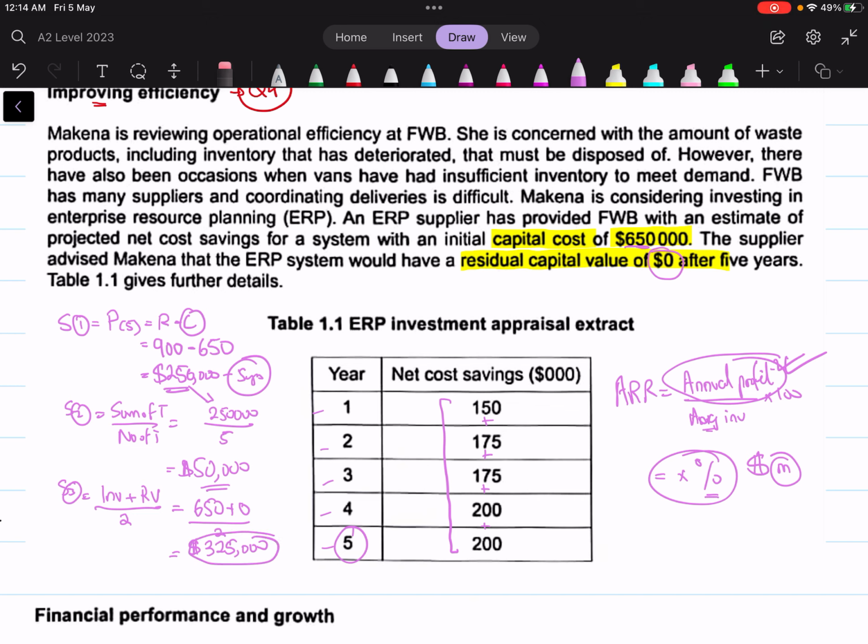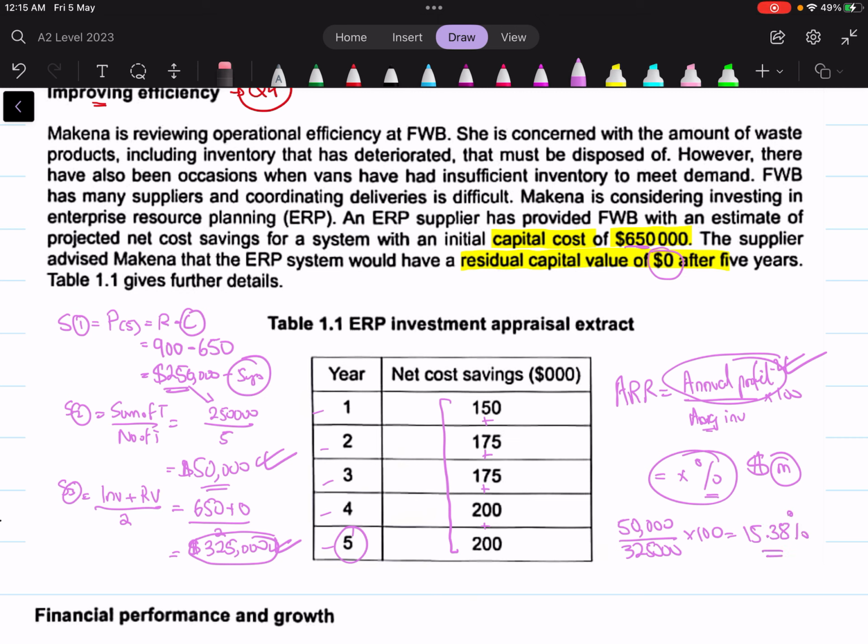So this is your average investment. You already had the numerator before. Now you've obtained the denominator as well. And voila, what you can do is calculate the ARR by dividing these 2 terms. And you're going to get an answer of 15.38%.